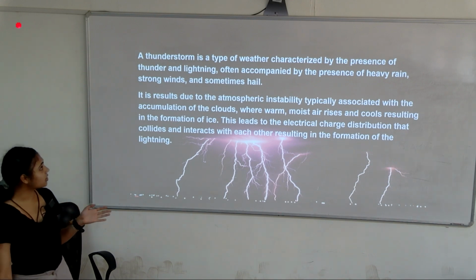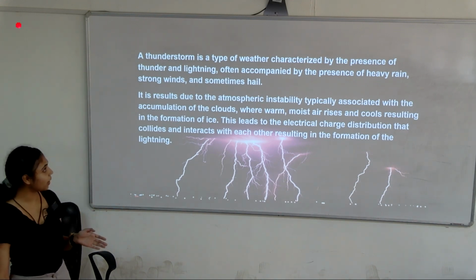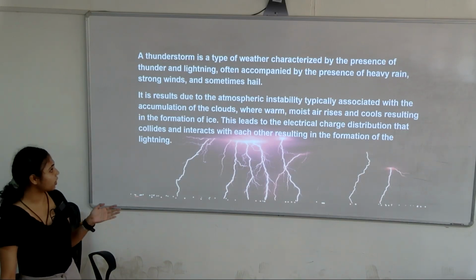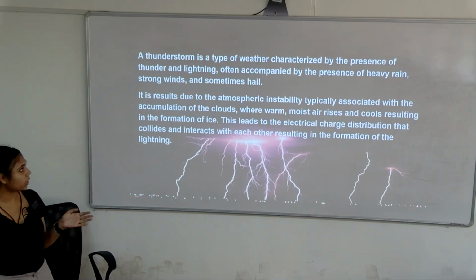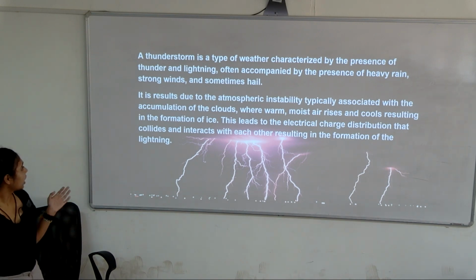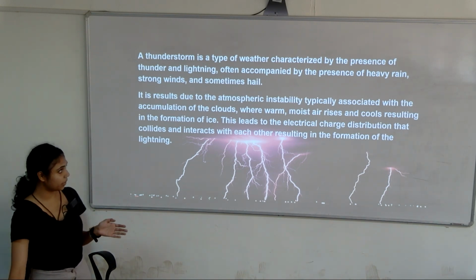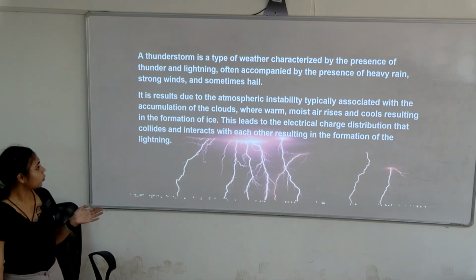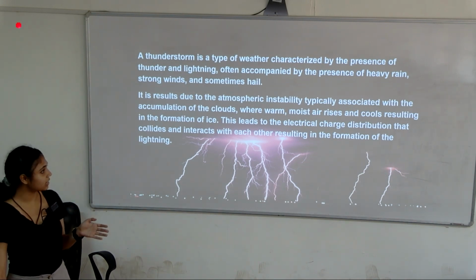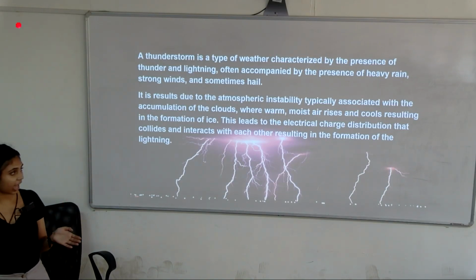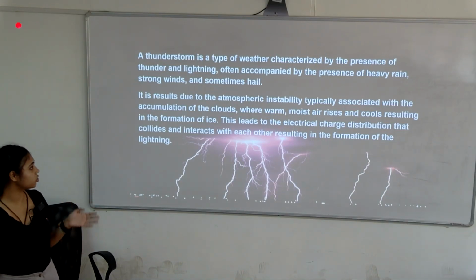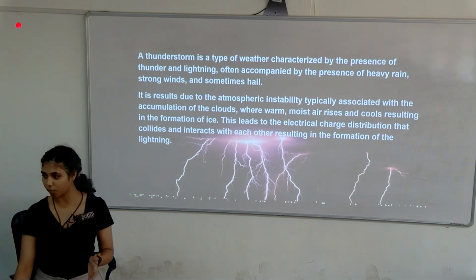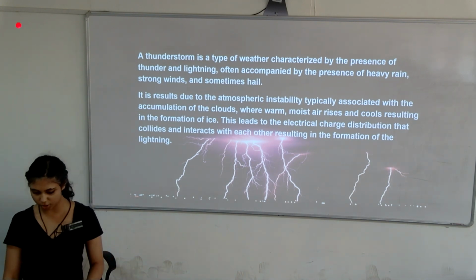A thunderstorm is a type of weather characterized by the presence of thunder and lightning, often accompanied by heavy rain, strong winds and sometimes hail. It results from atmospheric instability, typically associated with the accumulation of clouds, where warm moist air rises and cools, resulting in the formation of ice. This leads to electrical charge distribution, where charges collide and interact with each other, leading to the formation of thunderstorm and lightning as we all know it.